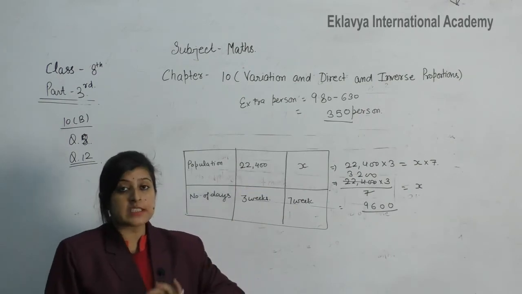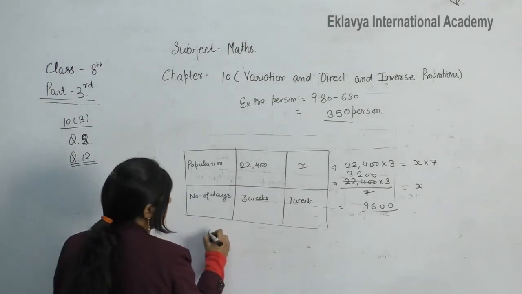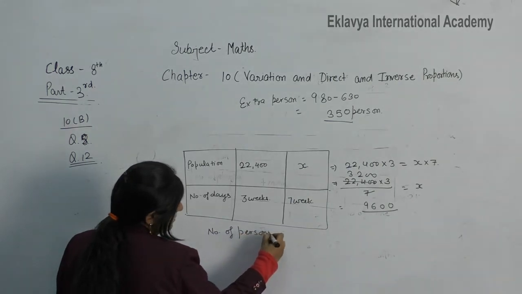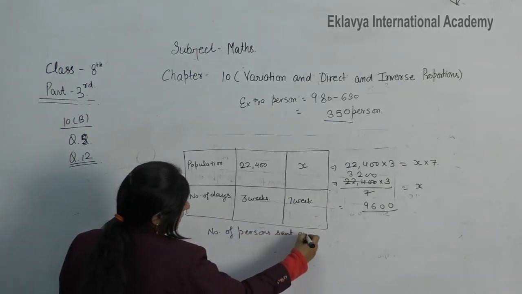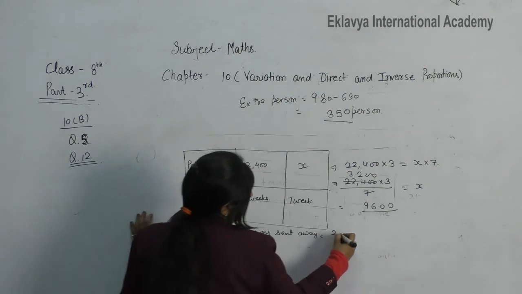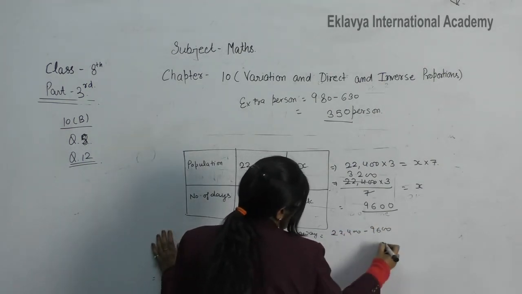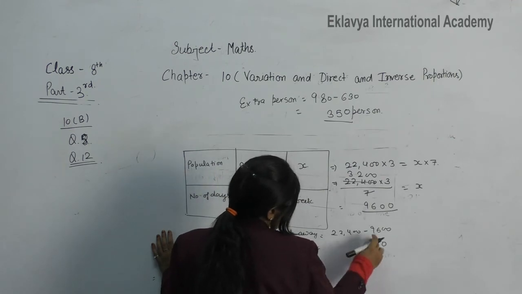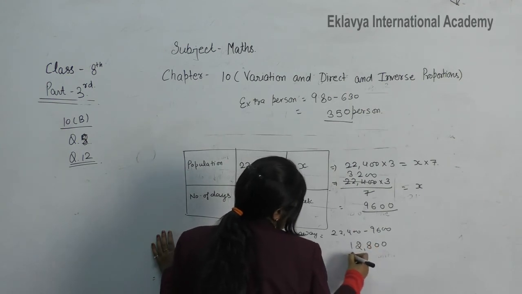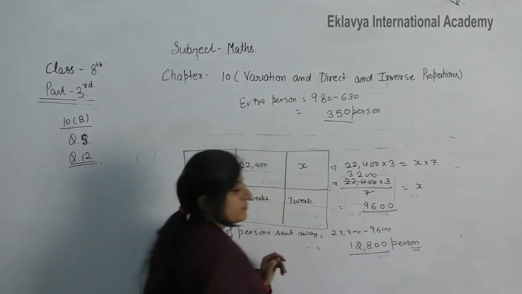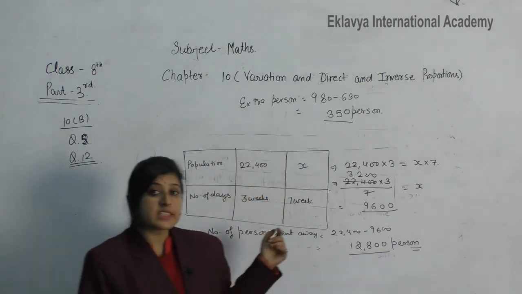How many persons are sent away? It means what we will do: number of persons sent away, how many people should be sent away. 22,400 minus 9,600. 14 minus 6, 8. 11 minus 9, 2. That is 12,800 persons. We have to send them away.